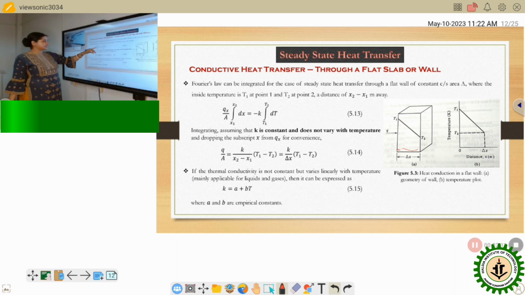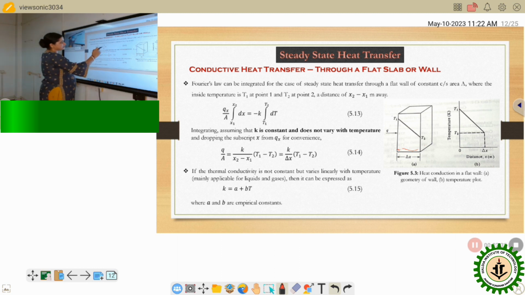And dropping the subscript x, just for simplification, I am left with Q by A equals small k by x2 minus x1 into T1 minus T2. I have just integrated it, a definite integral, so on the left it becomes x2 minus x1 and on the right it will be T2 minus T1. If I want to remove this minus sign, it becomes T1 minus T2, and I bring x2 minus x1 to the right hand side. This x2 minus x1 is nothing but my delta x. So it equals k by delta x into T1 minus T2. This is for a single wall.